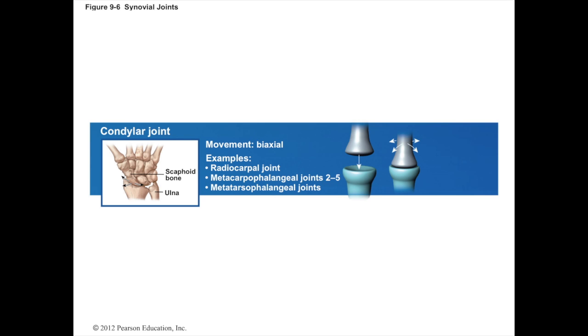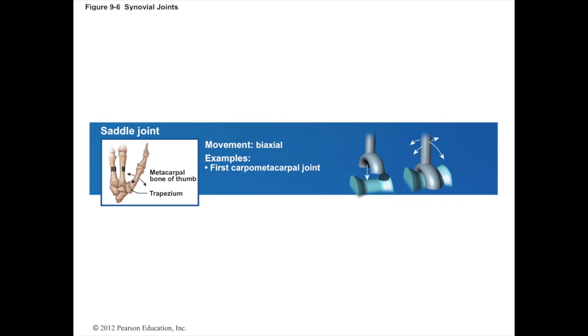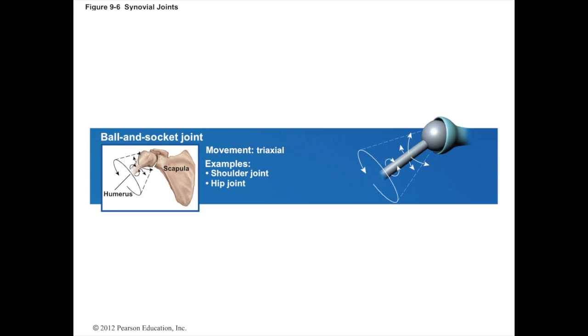Here's a condylar joint. It is your carpal or your wrist bones. The saddle joint would be your metacarpals of your hands. And the ball and socket joint, which is the only true one in the body, is your shoulder joint right here.